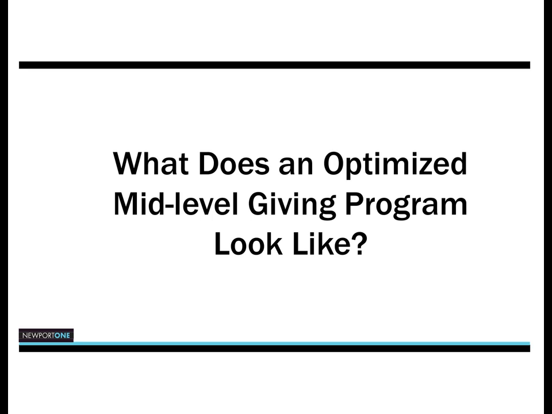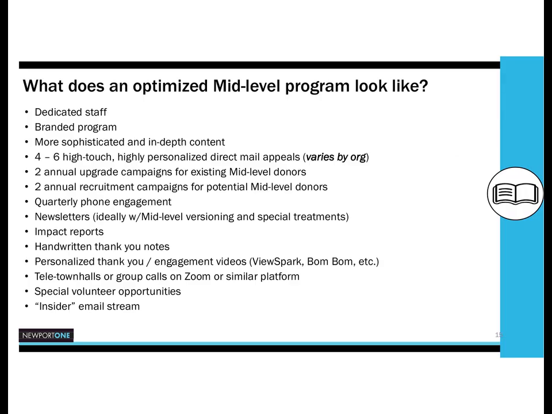So this next slide that I'm going to show you is another one of those slides with a lot of content on it, and I apologize, but I think it's important for you to have this all in one place: what does an optimized program look like? It looks like dedicated staff. Often it looks like having a branded program or a club name, more sophisticated and in-depth content, probably 4 to 6 really high-touch, highly personalized appeals, which again varies by organization.